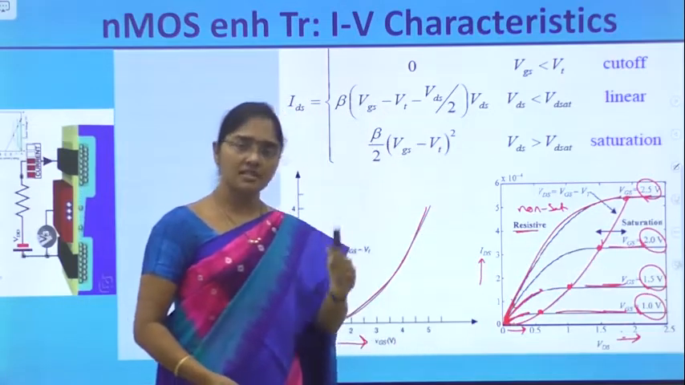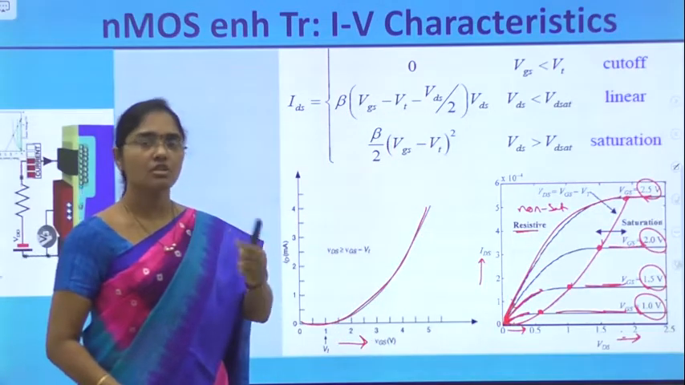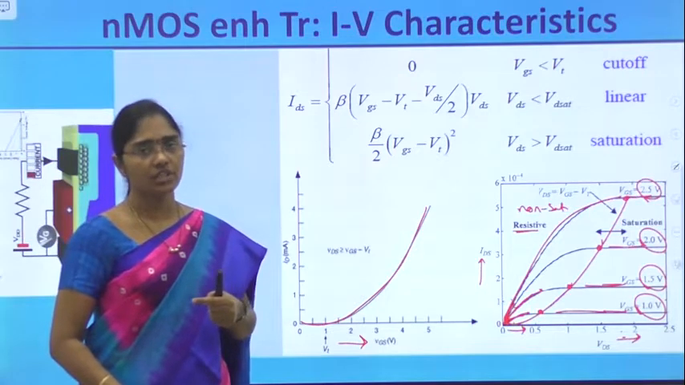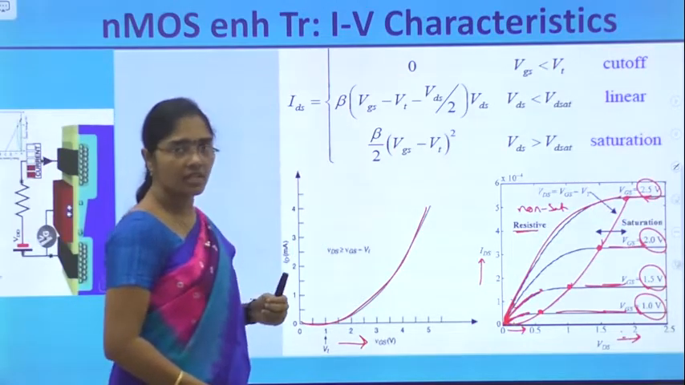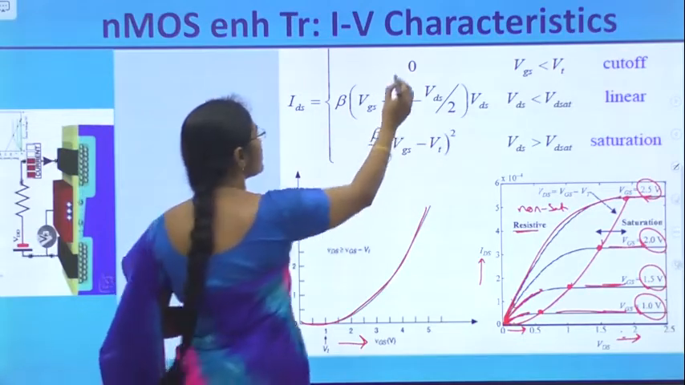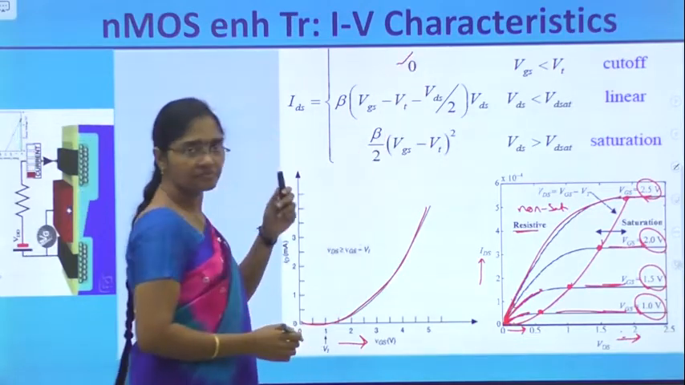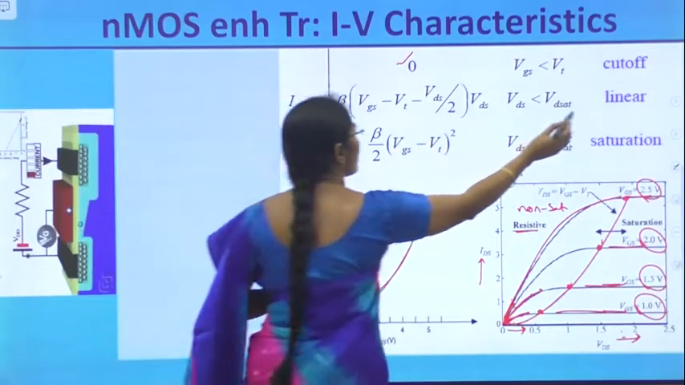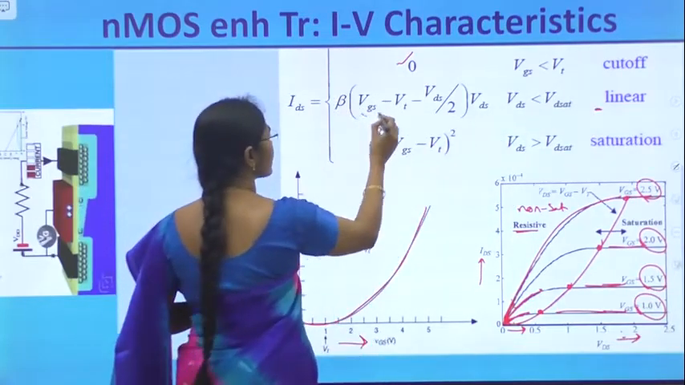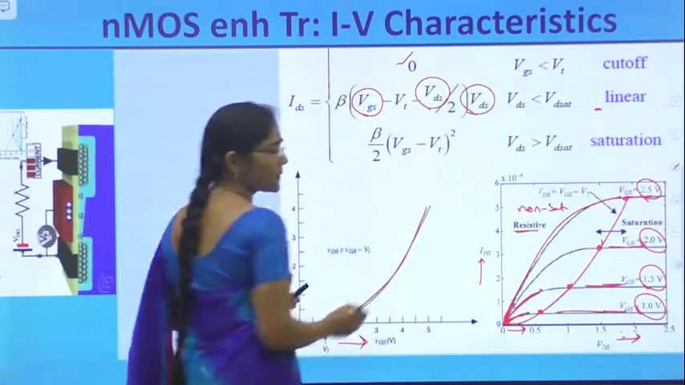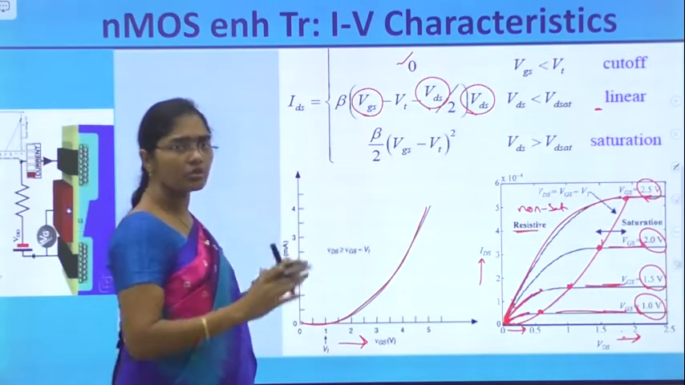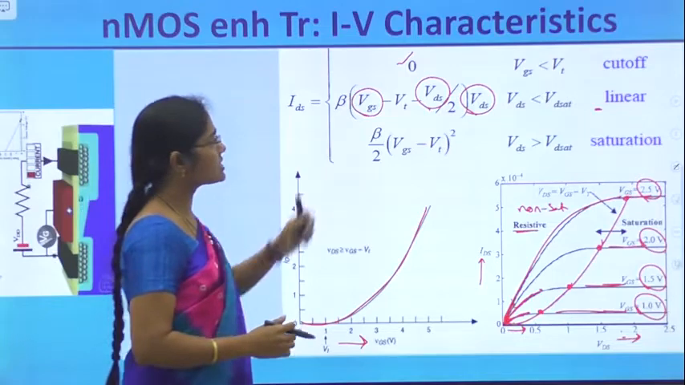So in saturation, it is a function of VGS, not a function of VDS. That is represented with the help of these expressions. In the cutoff region, current is equal to 0, and in the non-saturation region, current is a function of both voltages, that is VGS and VDS. The current equation depends upon both values of voltages, VDS and VGS.